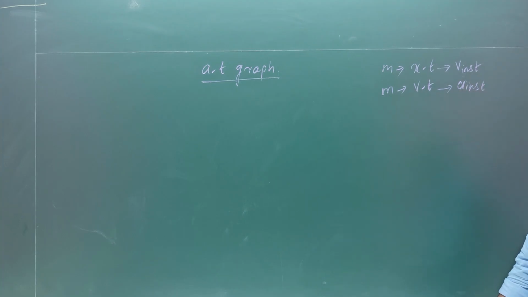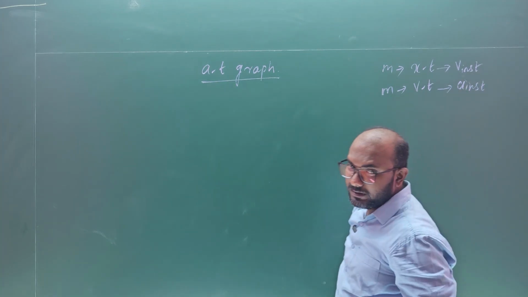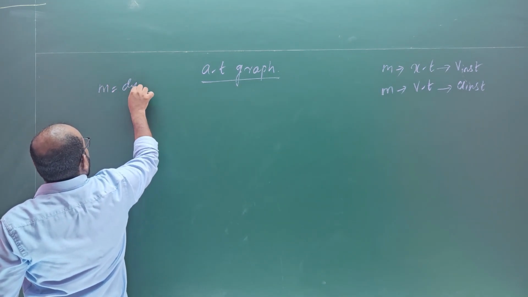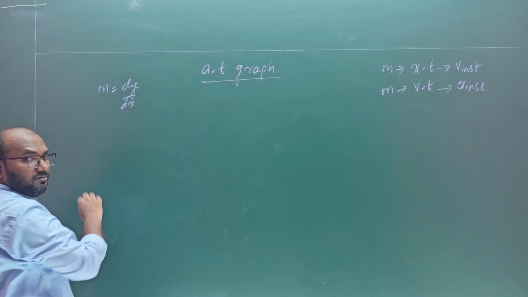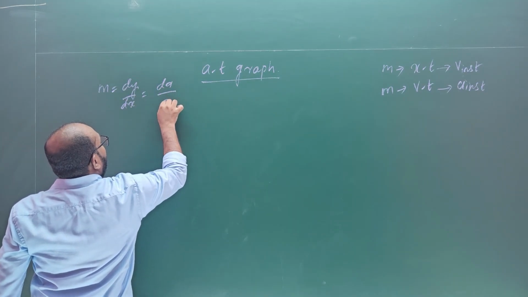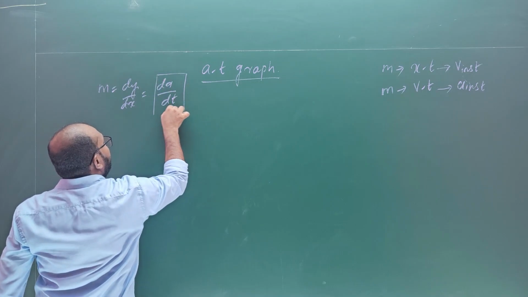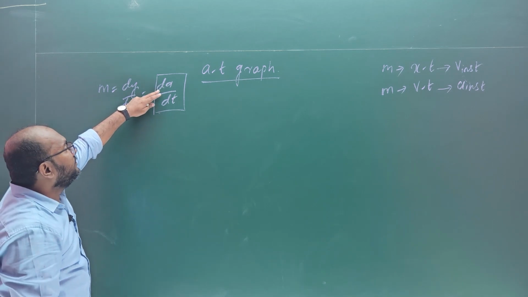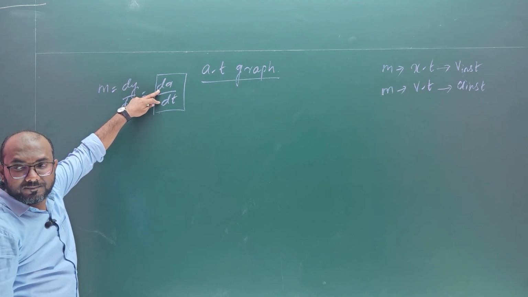Yes or no? If I want to calculate the slope of the AT graph, then m is nothing but dy upon dx, the general equation of slope, so I can write dA upon dt. So dA upon dt does not provide you any kind of physical quantity. Then what does it provide you? It only comments on acceleration. dA upon dt is nothing but the rate of change of acceleration with respect to time.